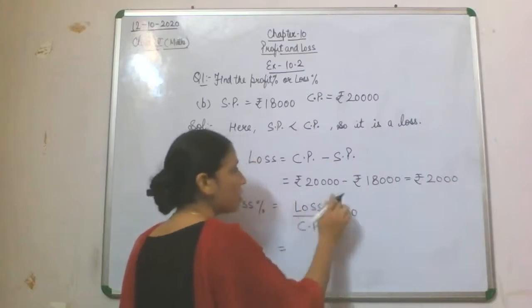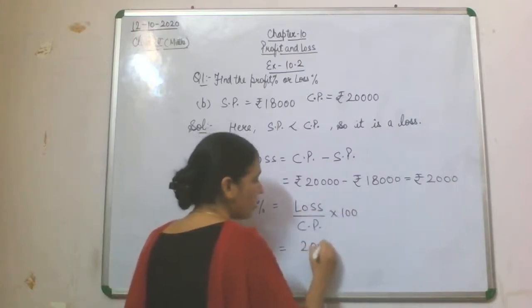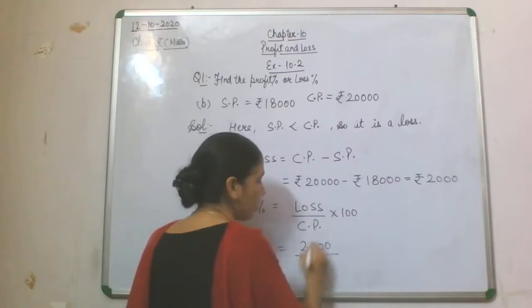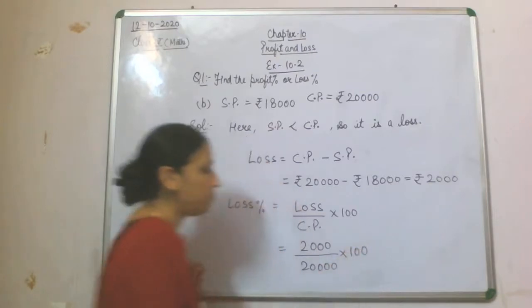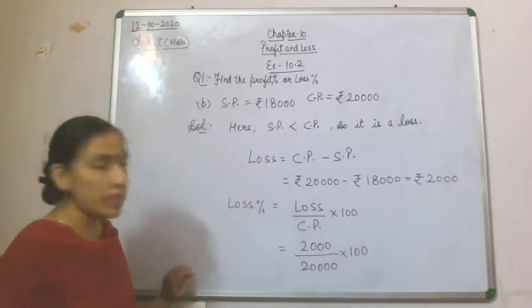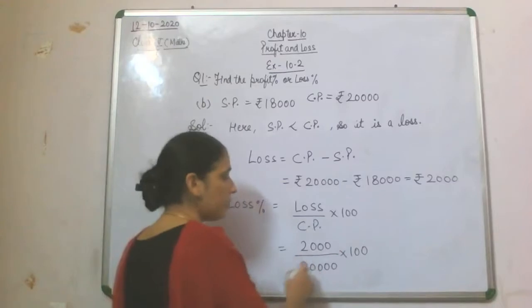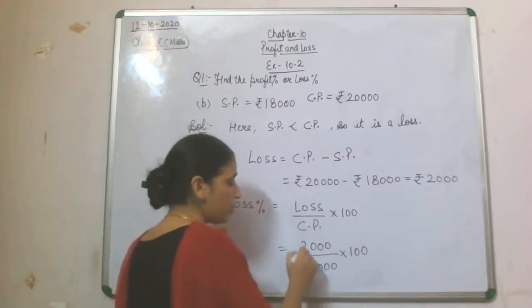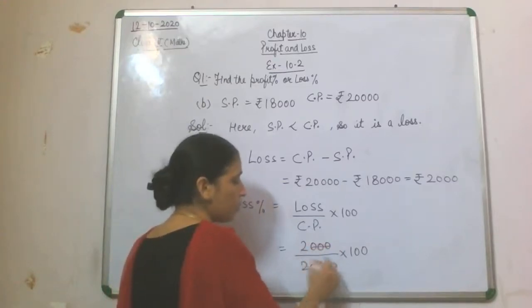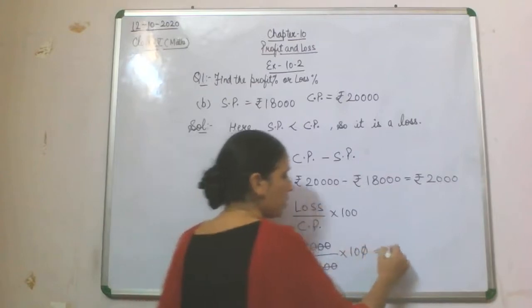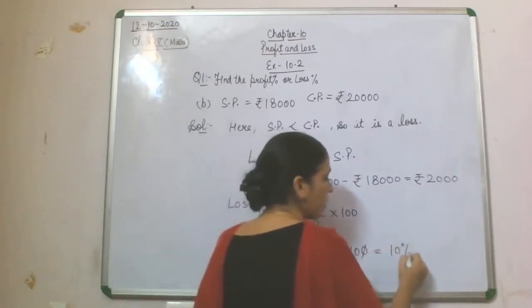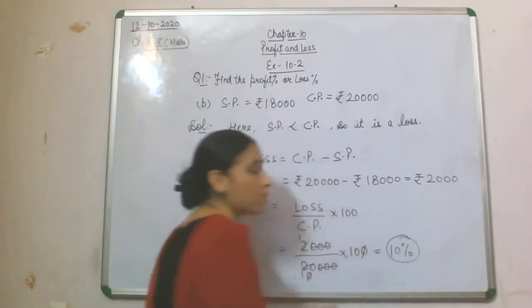Now what is the loss here? 2,000 divided by cost price. What is the cost price? 20,000 multiplied by 100. 2,000 divided by 20,000, which is cost price. So we'll do the cancellation. 2 ones are 2, 2 tens are 20, 0 will be cancelled with this. Now 10% is the loss.